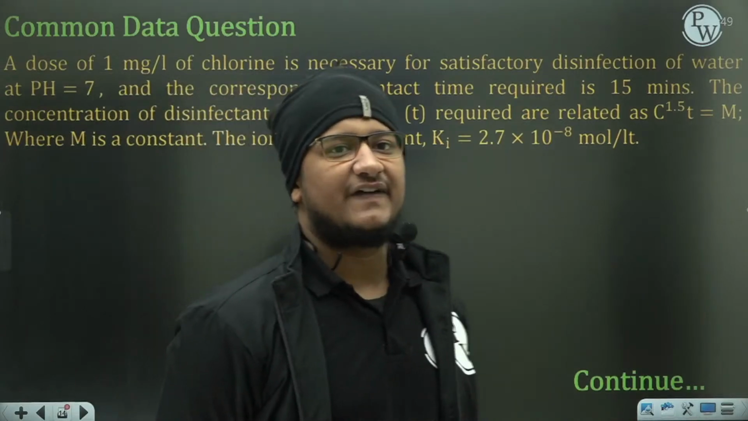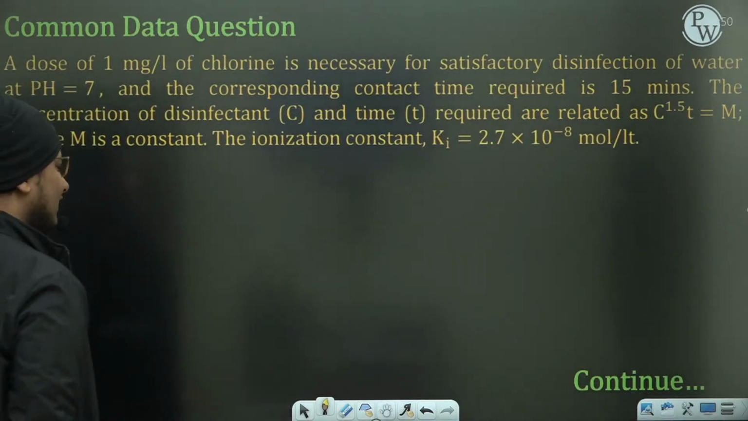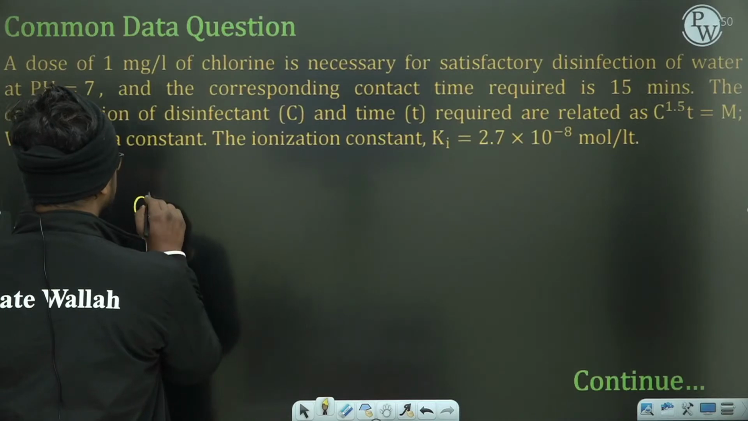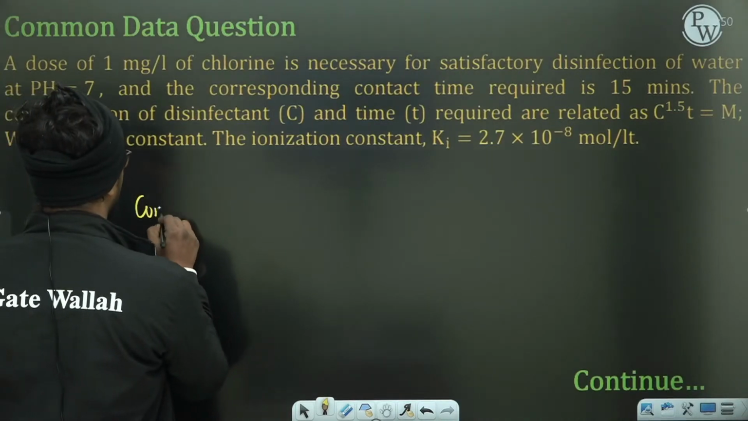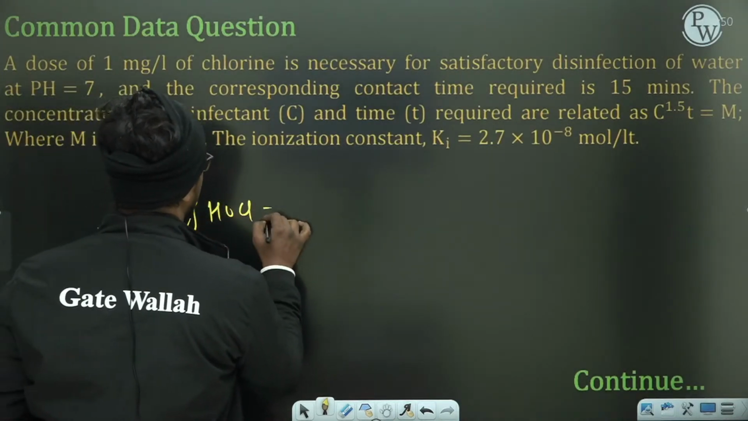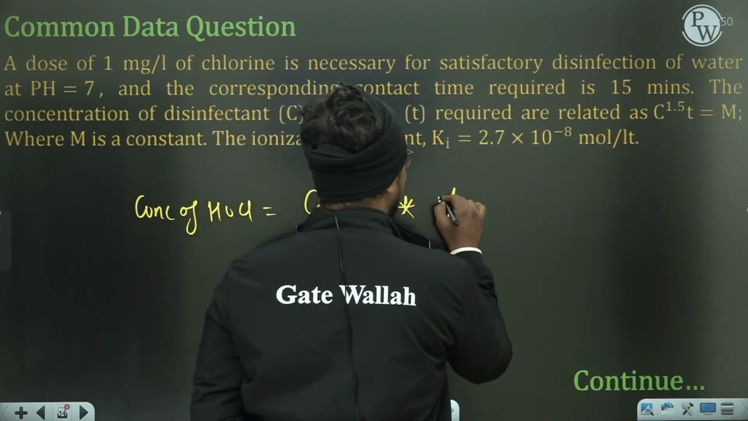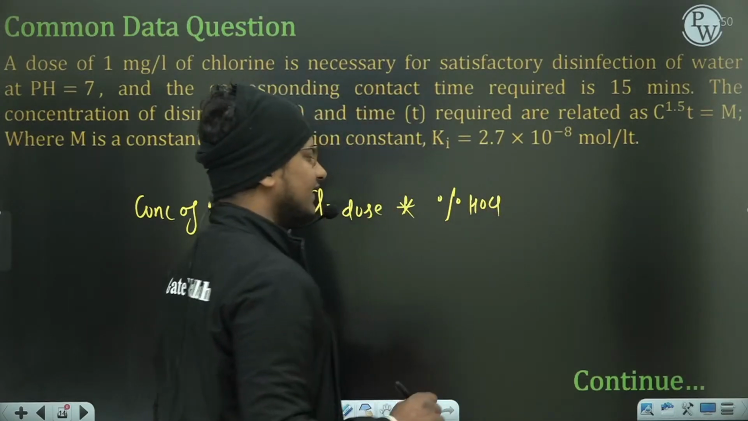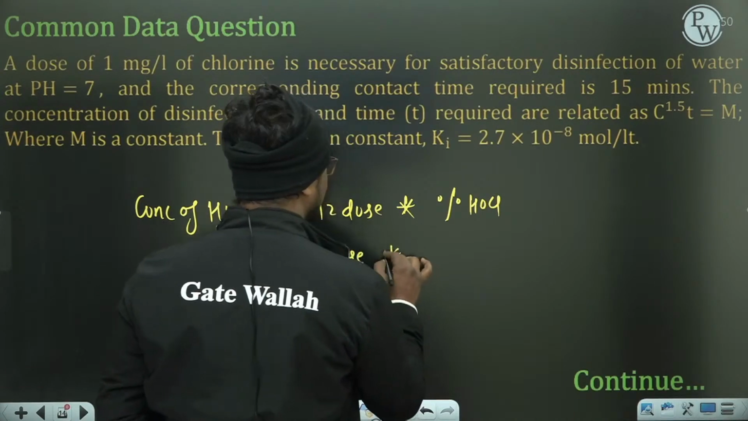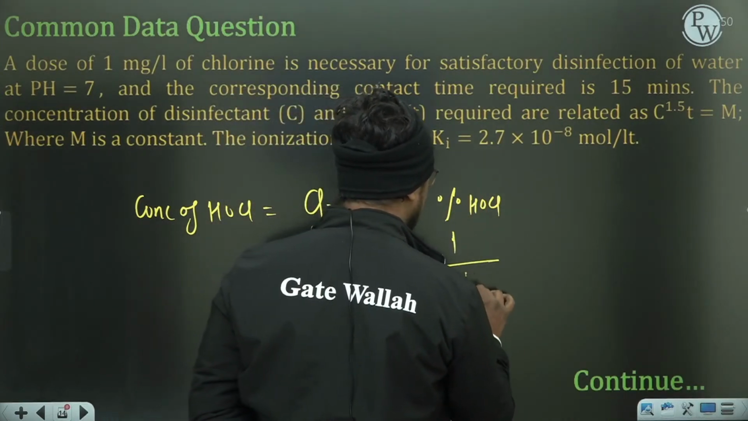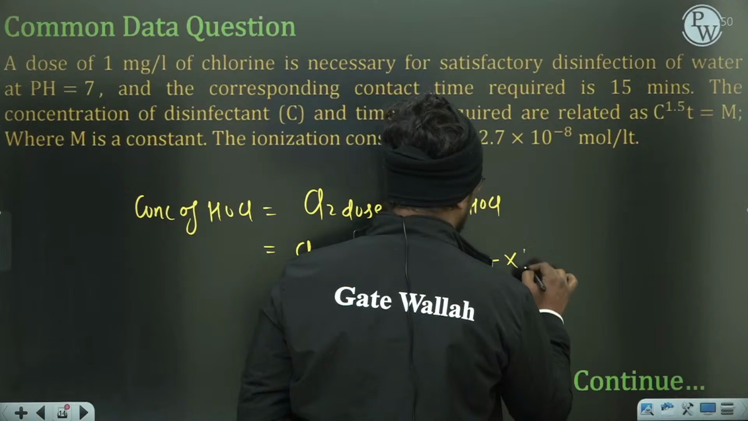And if you are changing the pH value, what will happen? The concentration of HOCl will change and accordingly the Cl2 dose will also change. Now you all are knowing a relation which I already gave you: concentration of HOCl is equal to Cl2 dose into percentage HOCl. If you elaborate this part, it will be Cl2 dose into percentage HOCl, where percentage HOCl is 1 upon 1 plus K upon H plus, into 100.